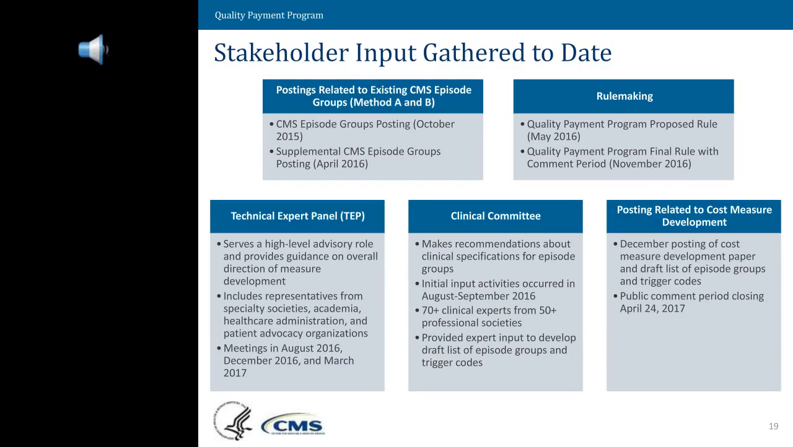Moving to the right, rulemaking is another vehicle. The Quality Payment Program proposed rule, which came out in May 2016, received many public comments, which were taken into careful consideration in construction of the final rule, which was the Quality Payment Program final rule with comment period, again in November of 2016. Moving to the bottom portion of the screen.